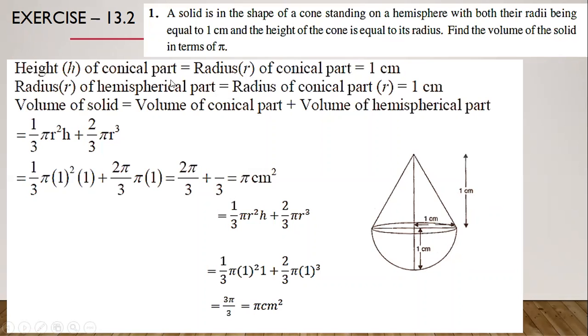So let us take conical part height to be h, which is same as radius r, 1 centimeter. Radius of hemispherical part and radius of the conical part are the same, r, 1 centimeter. Now volume of the total solid will be volume of the cone plus volume of the hemisphere. Volume of the cone is 1 by 3 pi r square h and volume of the hemisphere is 2 by 3 pi r cube. We are not going to substitute for pi. We'll just take radius r to be 1. So when we substitute, we get the answer to be pi centimeter cube. So this is the volume.